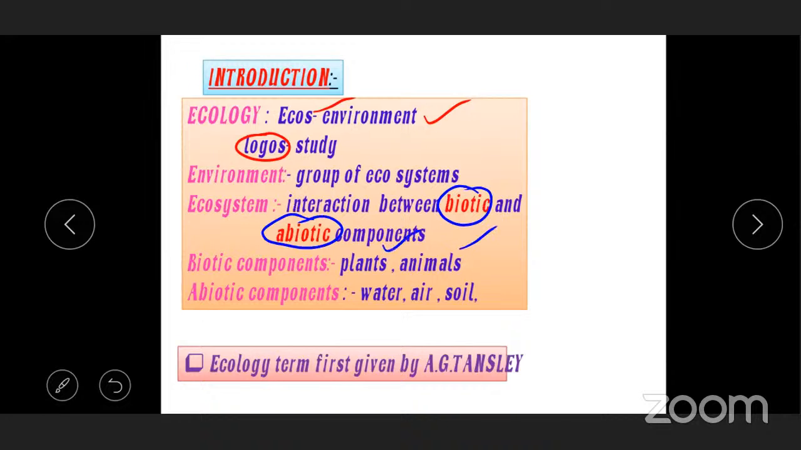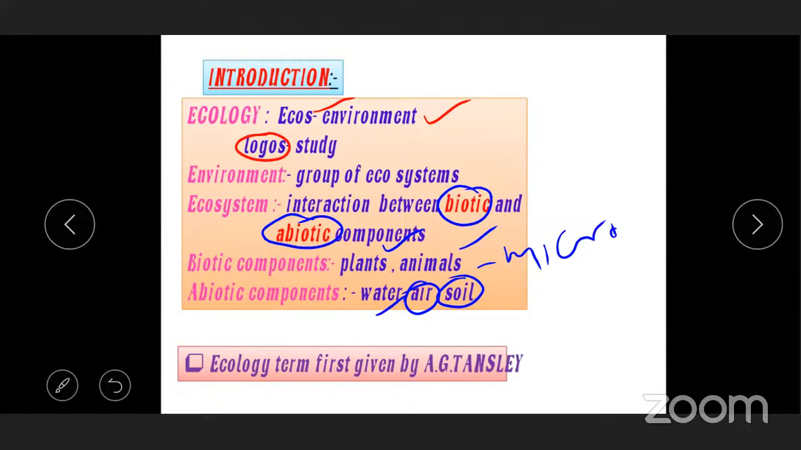Plants, animals, and microorganisms. These are the biotic components. What are abiotic components? Water, air, soil. These three are abiotic components. Okay, students. So what is ecology? Ecology is the study that deals with the environment or ecosystem, nothing but the interaction between biotic components and abiotic components.